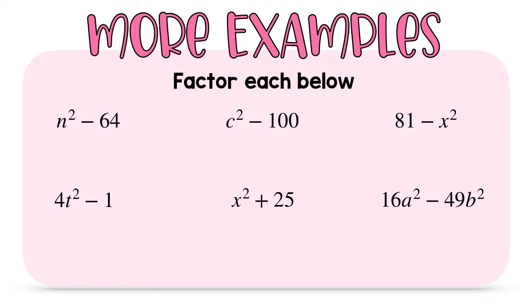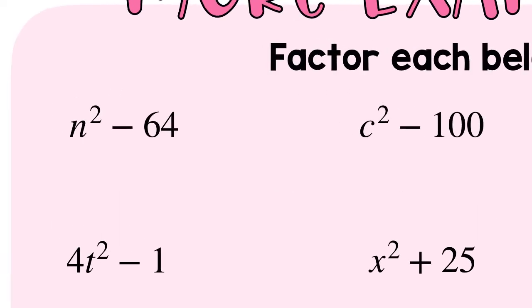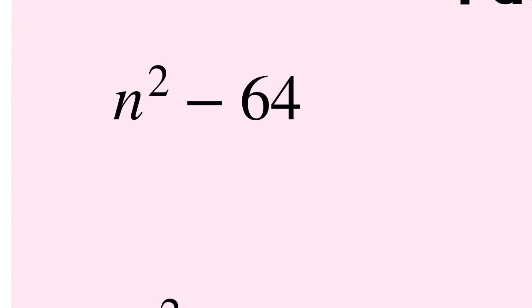So we're going to go ahead and factor all of these. Remember, we need to make sure it's a difference of squares, and then we need to find the square roots. So let's go ahead and get started. All right, is this a difference of squares? Well, it's definitely a difference, right? Because it's subtraction, so we're good to go there. Let's find the square roots.